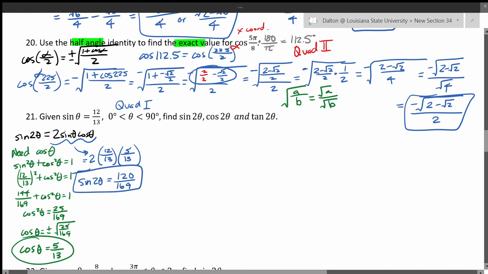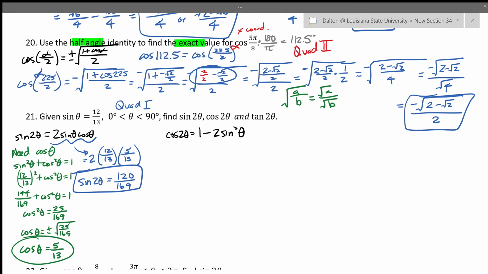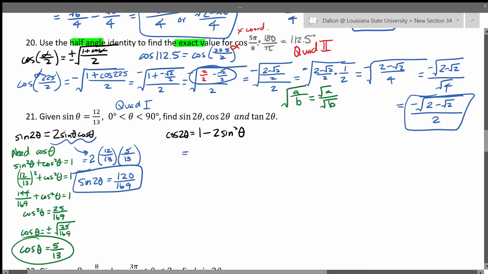Next is, what is the cosine of 2 theta? Double angle identity: cosine of 2 theta is 1 minus, there are a few, by the way, but I'm just going to choose this one, 1 minus 2 sine squared theta. I chose that one because I was given sine squared theta. So if I substitute in what I know, I'm going to do 1 minus 2 sine squared theta.